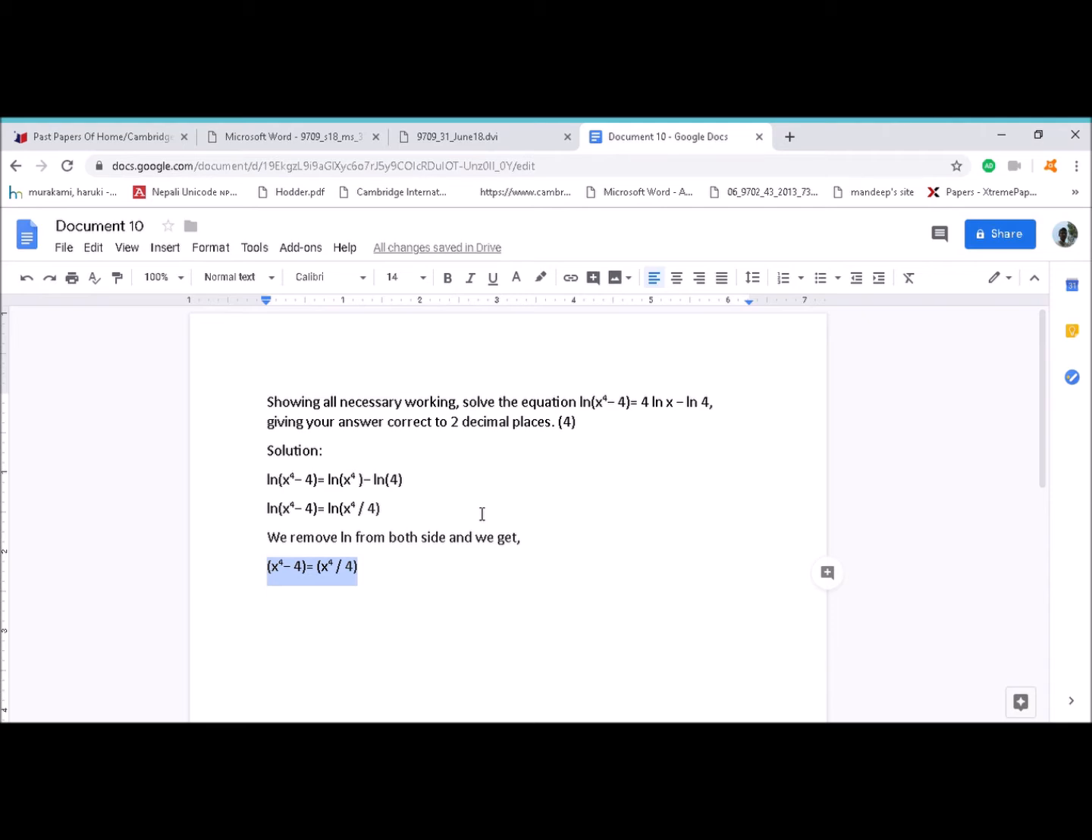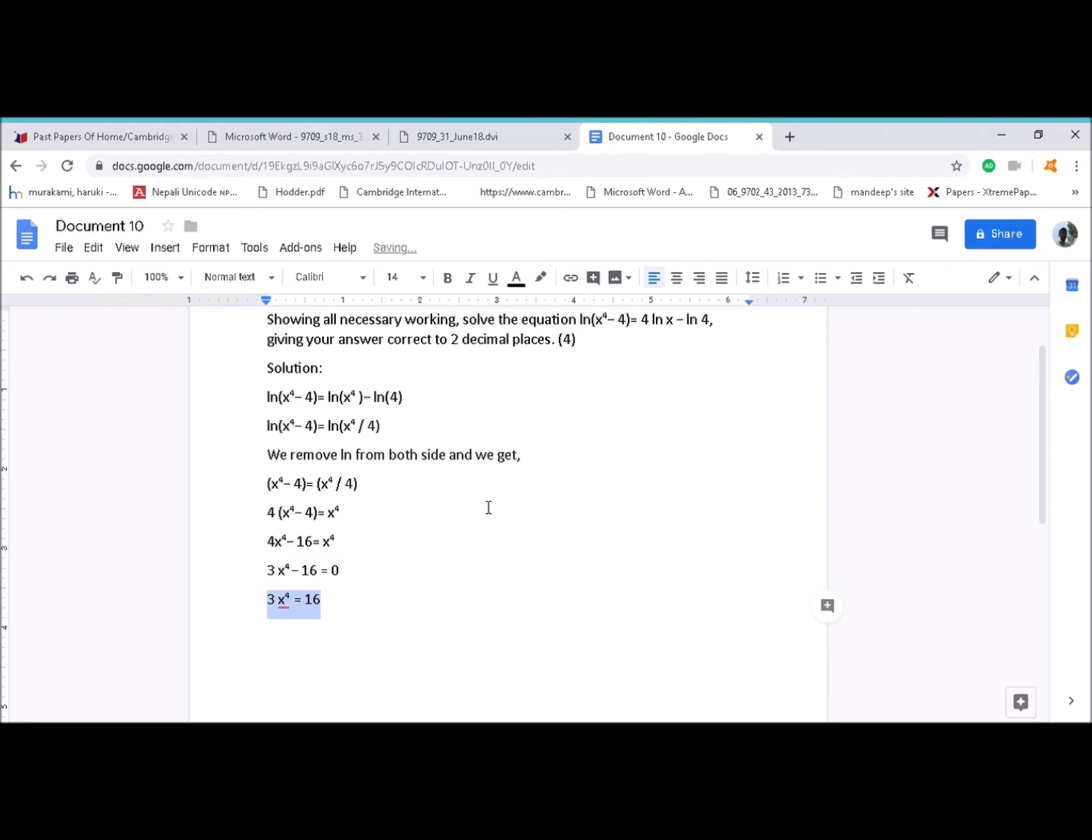So x^4 divided by 4, the 4 in the right hand side goes to the left hand side, so it will become 4 times (x^4 - 4) = x^4. After this we multiply and we get 4x^4 - 16 = x^4. So x^4 from the right hand side comes to the left hand side and it will become 3x^4 - 16.